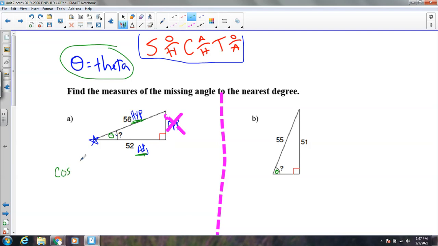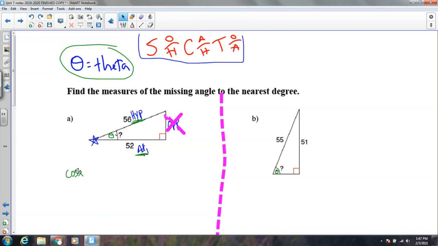So I know the cosine, here's where we got to be careful. It's not the cosine of 52. It's not the cosine of 56. It's the cosine of my angle. So I'm going to put that theta there. You could also put an x. If you wanted to just do cosine of x, that's fine as well. Let's keep it as an x for now because we're more used to seeing that.